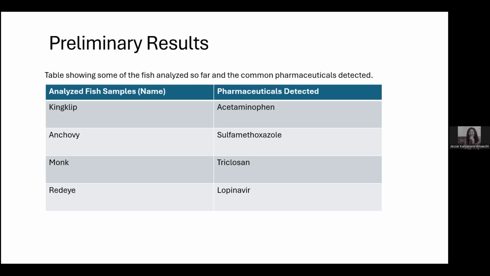pharmaceuticals in the fish. But so far, the common pharmaceuticals that have been detected in this fish are acetaminophen, sulfamethoxazole, triclosan, and ritonavir. If you can see this, we have some painkillers, we have the prescribed drugs, we have some contraceptives, and these are the fish that we have identified, both in the deep ocean fish and the pelagic fish, which are kingklip, monk, anchovy, and red eye.